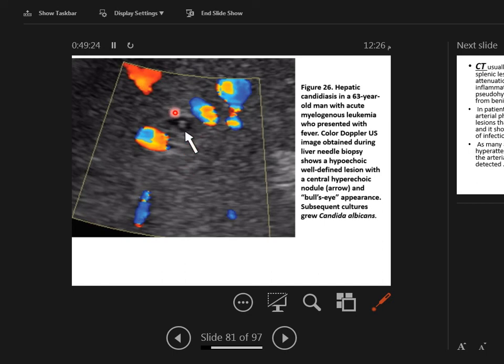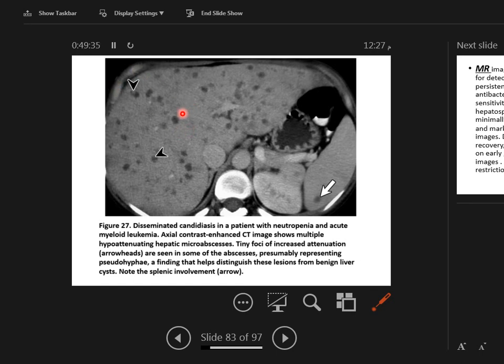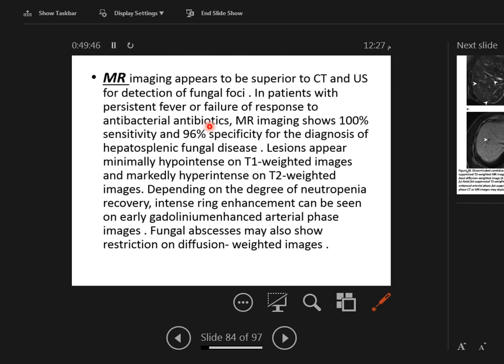The last pattern occurs in later stage of infection and generally indicates early resolution. This is the bull's eye, hyperechoic and hypoechoic. On CT, this is present as low attenuation, and in contrast enhanced CT, we will see more of it than in native CT. MR is superior to CT and ultrasound, and it will be hypo on T1, hyper on T2, and intense enhancement can be seen on gadolinium arterial phase images.